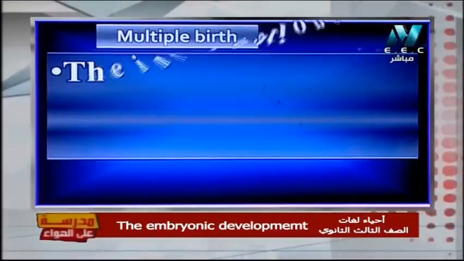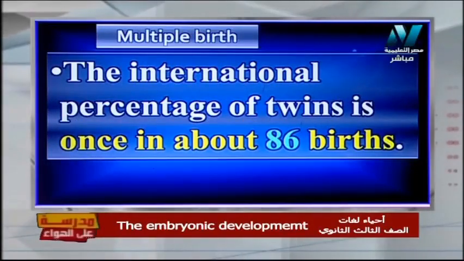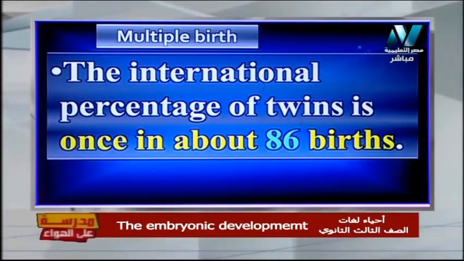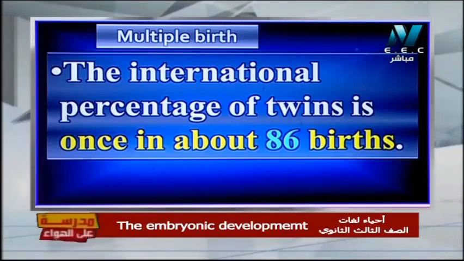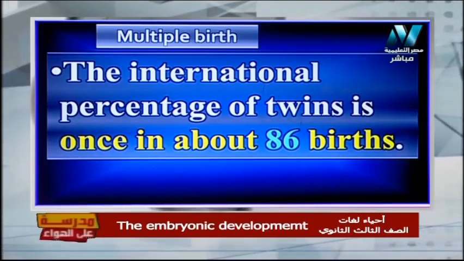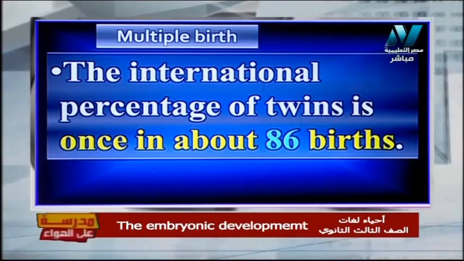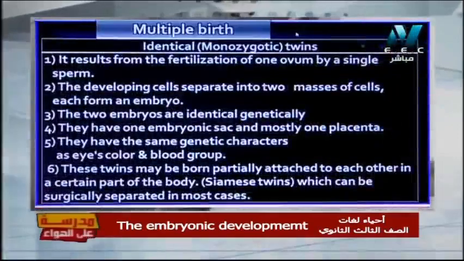I have another thing called multiple birth. In multiple birth, the international percentage of twins is once in about 86 births. That means every 86 normal or single births, we will have one twin case. As for twins, we have two main types of twins.